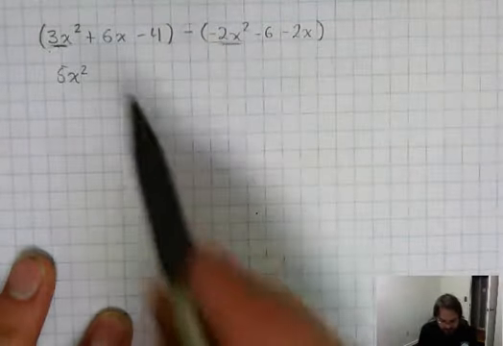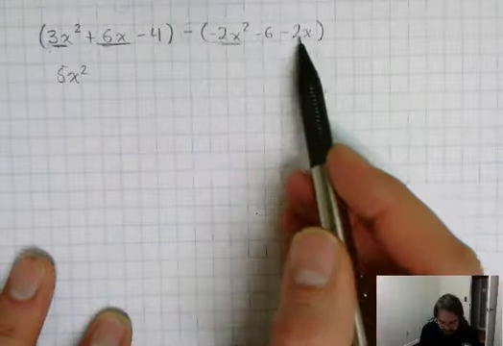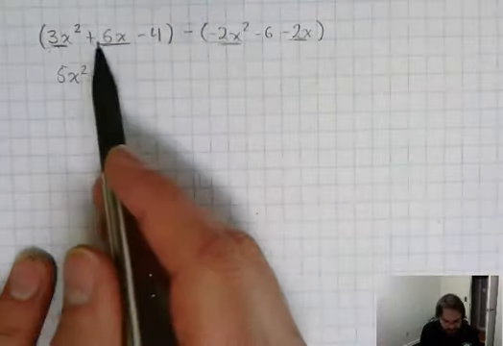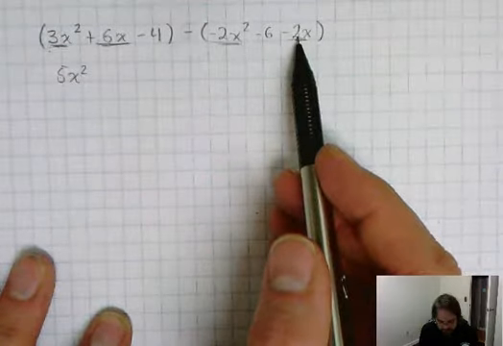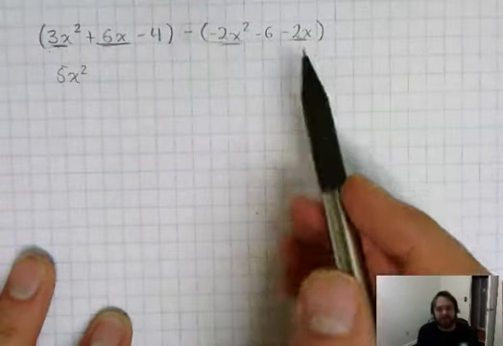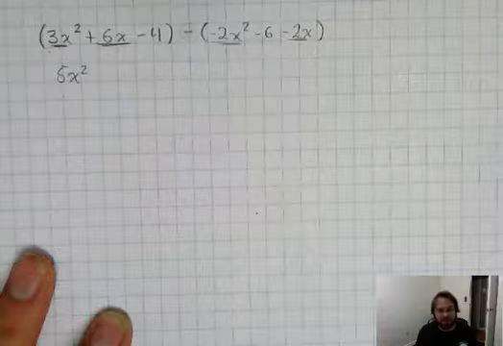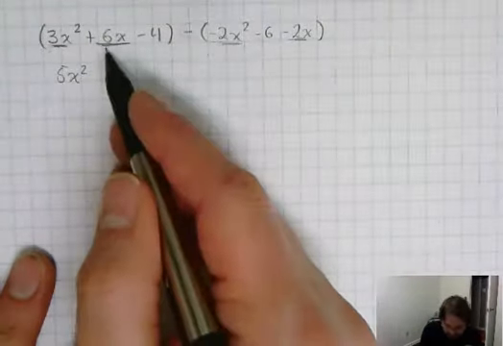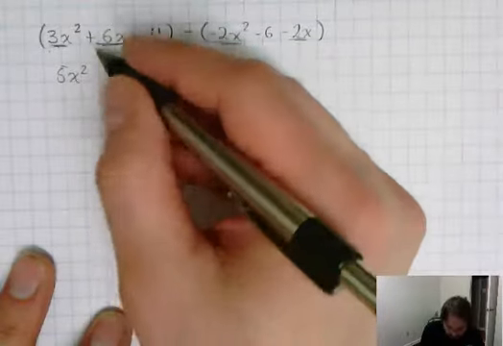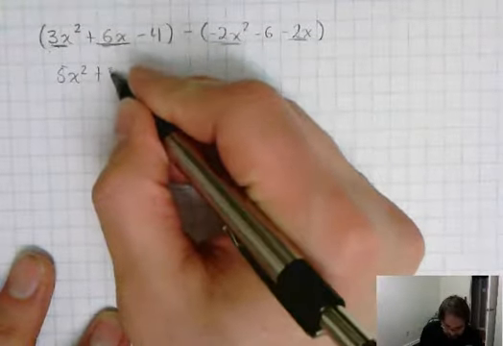Okay? Now let's look at this one here. We have 6x, and here's the 2x. So I have 6x, and I want to take away negative 2x. Well, if we're taking away negative 2x, that's like adding 2x. If we're taking away negative, it's like adding. So that's going to give me a total of plus 8x.